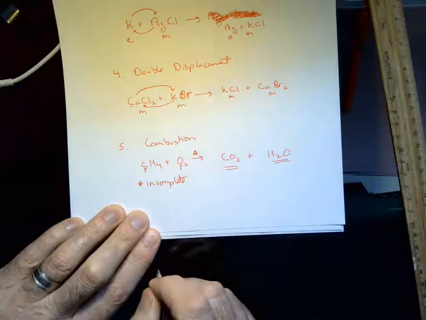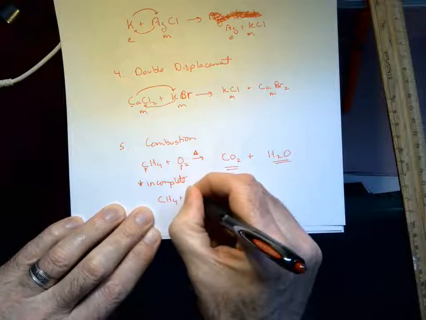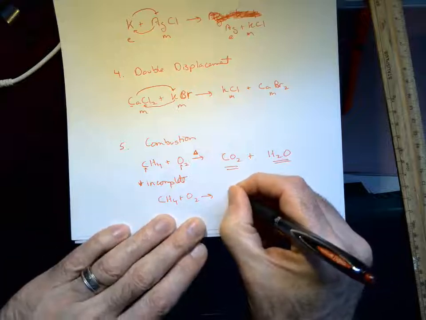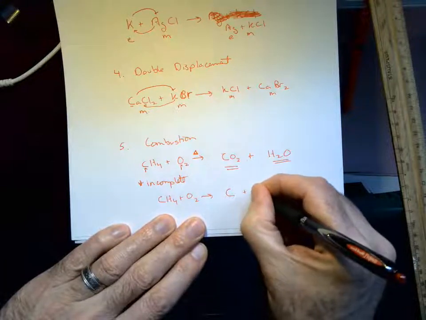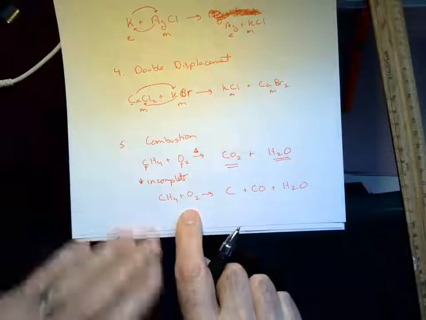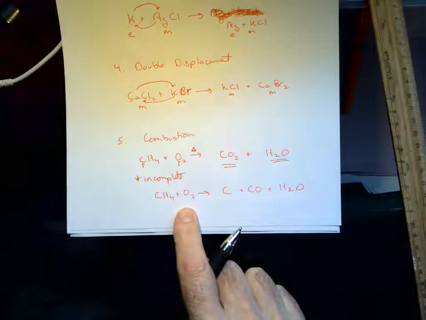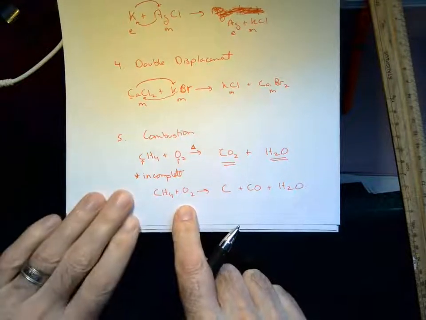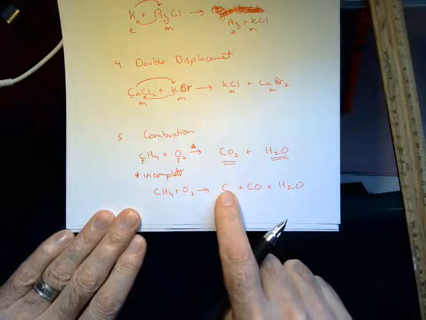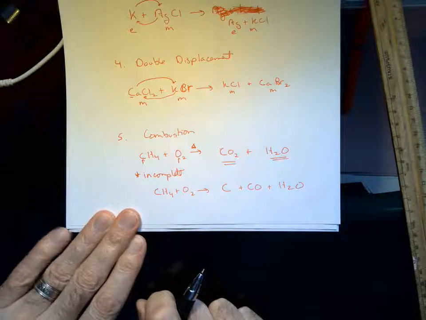Now, there's another type of combustion, and it's called incomplete combustion. When you don't have enough oxygen, and it's incomplete combustion, you will make carbon plus carbon monoxide plus H2O. There's one I like to do with Bunsen burners, which use methane gas. I take an Erlenmeyer flask and hold it over the Bunsen burner, and the bottom of the flask turns black because it's incomplete combustion, and you're getting black on the bottom of the flask.